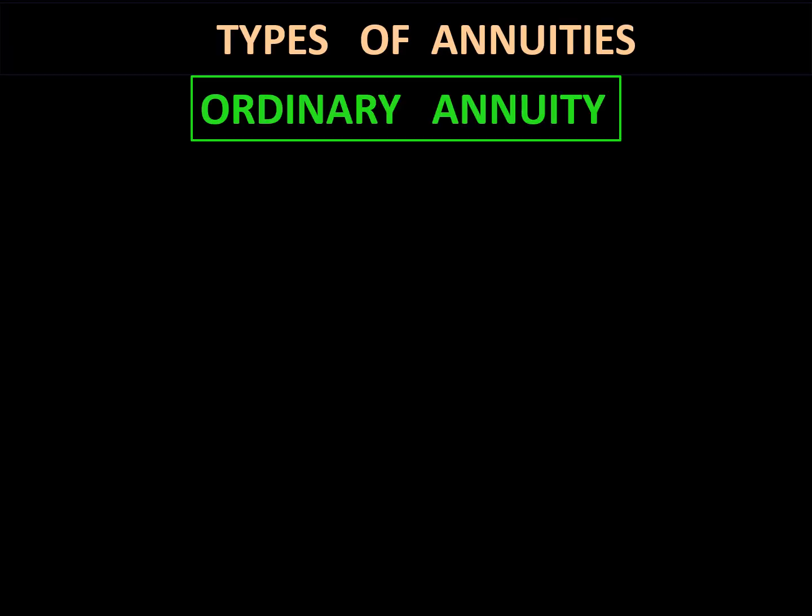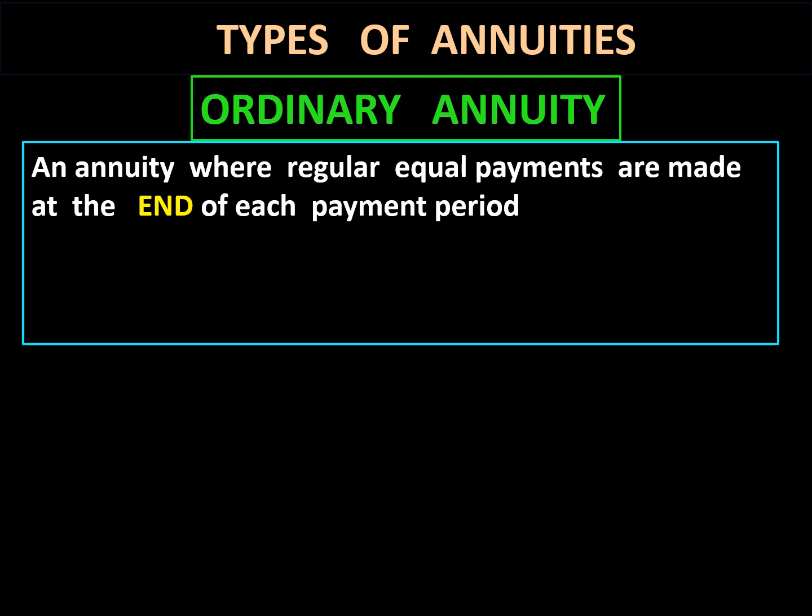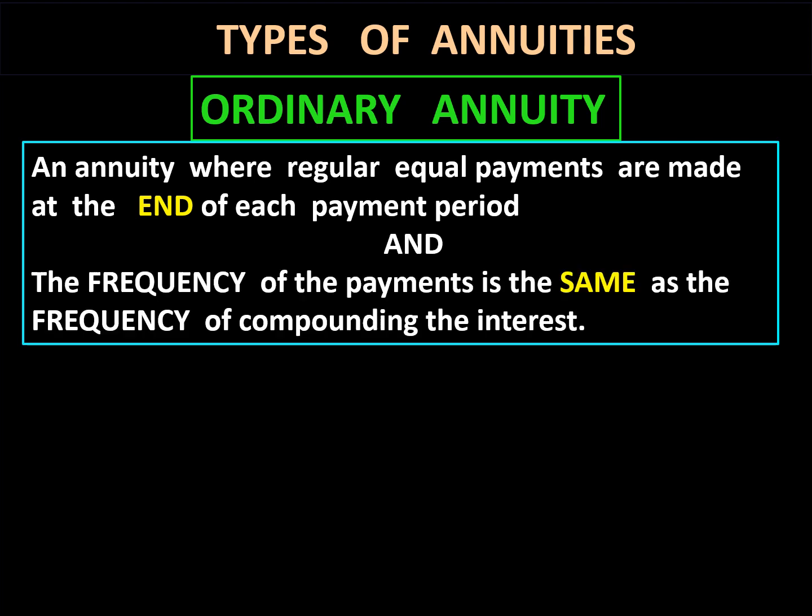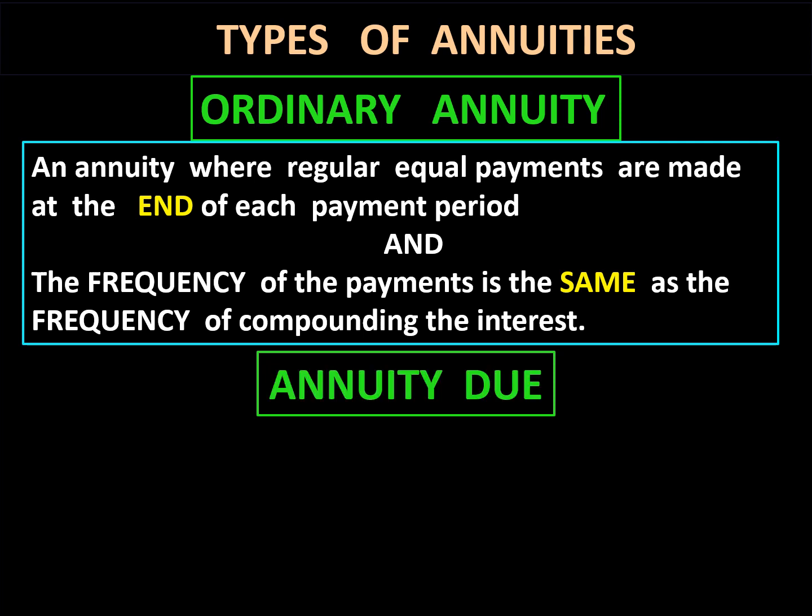There are two types of annuities. First of all, we have the ordinary annuity, and this is an annuity where the regular, equal payments are made at the end of each payment period. Together with the frequency of the payments must be the same as the frequency of the compounding interest. For example, if you have monthly payments, the compounding should be monthly. If you have annual payments, the compounding should be annually. And the payments must be at the end of each payment period.